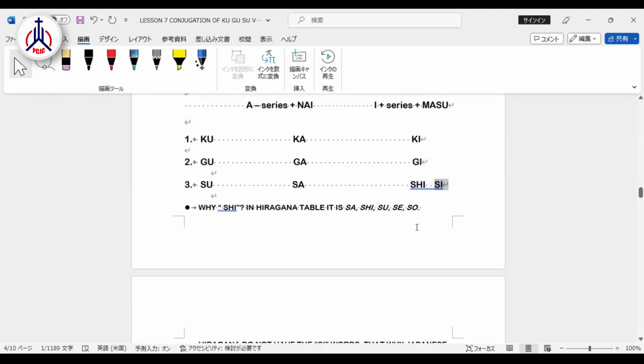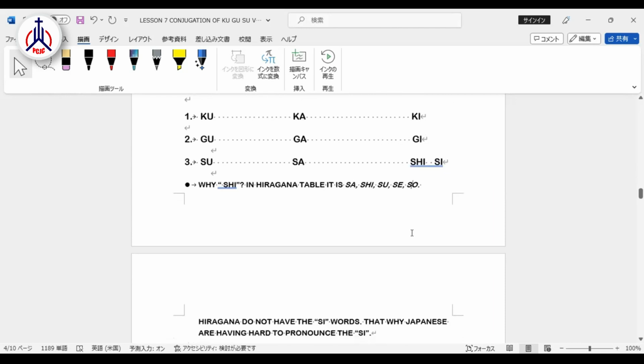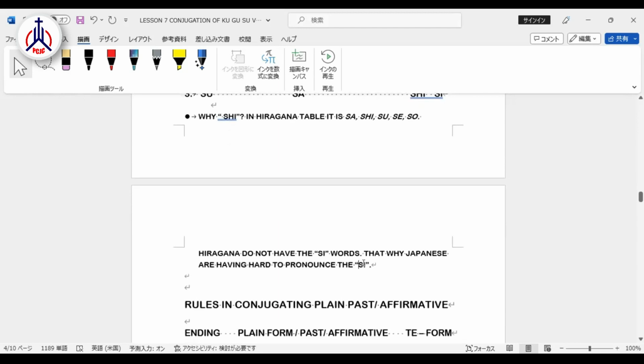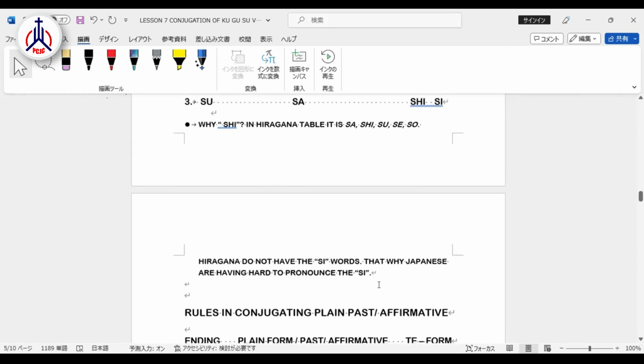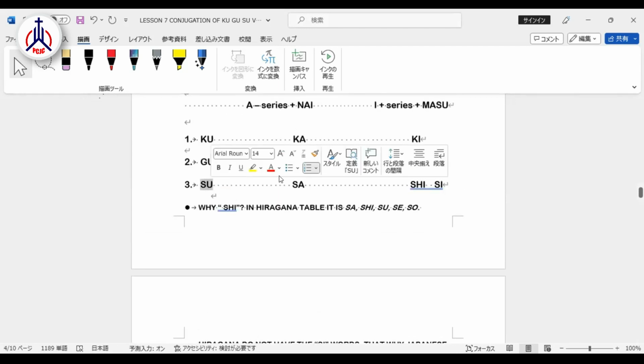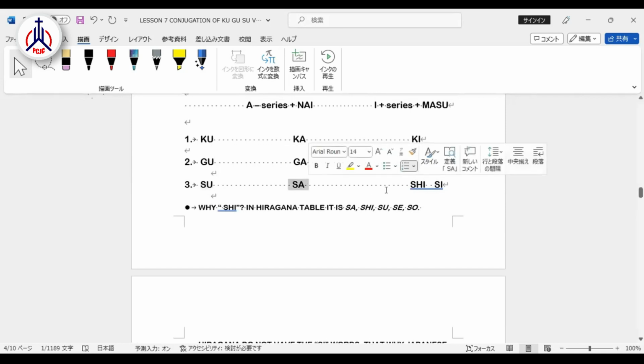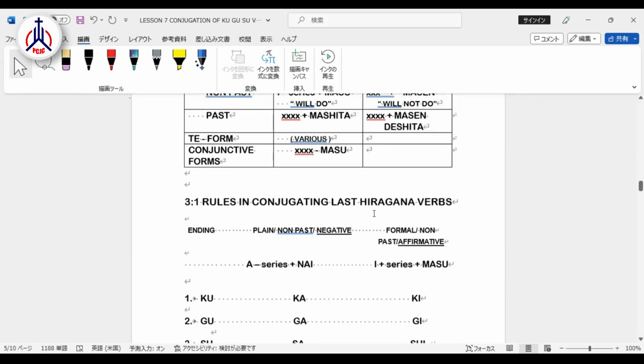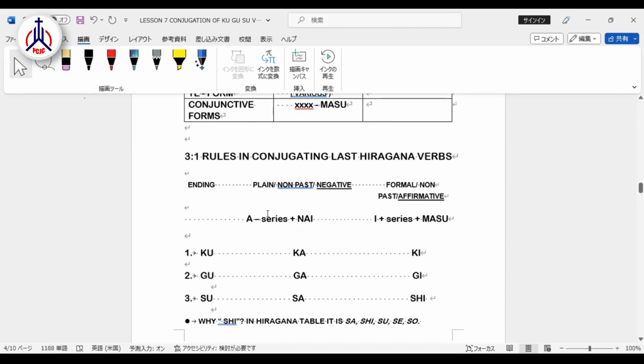There is no C in Japanese hiragana. In the hiragana table, the sa row is sa, shi, su, se, so. That's why Japanese people have a hard time pronouncing C, because they don't have it in hiragana. So the su will become A series sa, and then I series shi. So this is the conjugation: plain non-past negative, A series plus nai; formal non-past affirmative, I series plus masu.